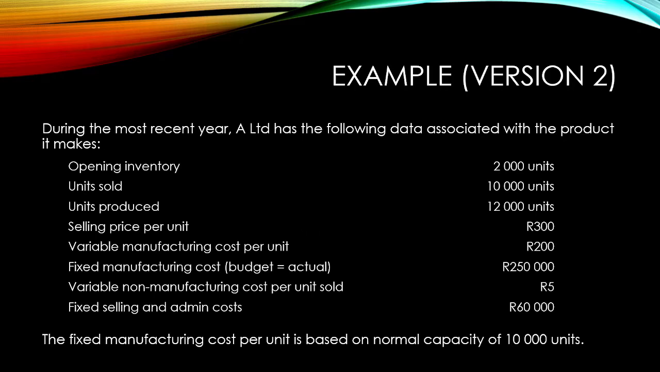Now let us change the scenario slightly. Instead of producing 10,000 units, we will now produce 12,000 units. Everything else remains the same. Let us see how this affects our income statements. Again, pause the video and give it a try on your own. When you are ready, we will work through it together.